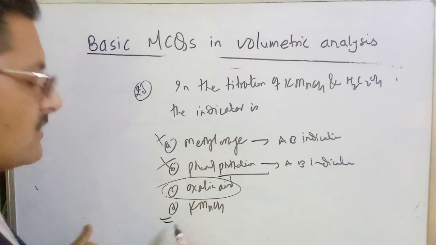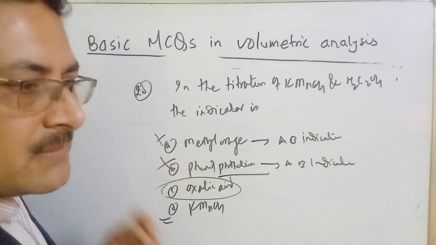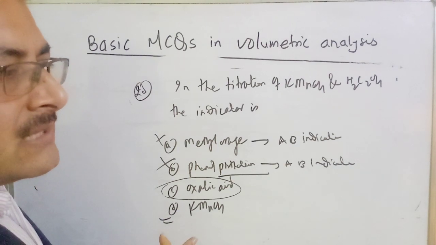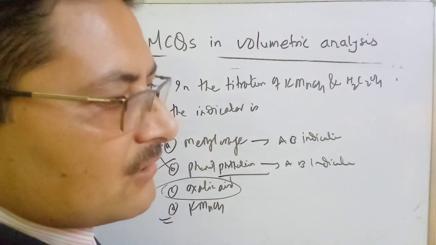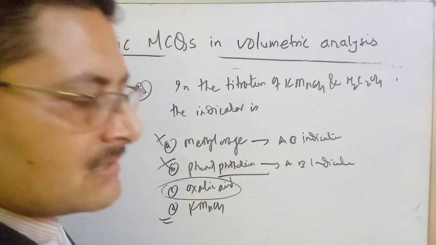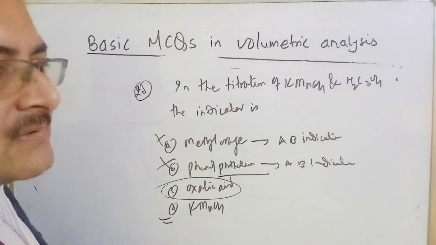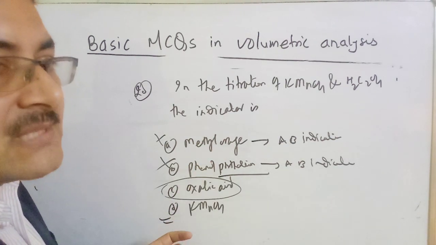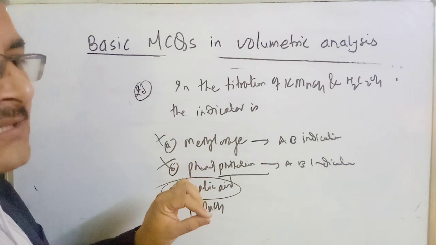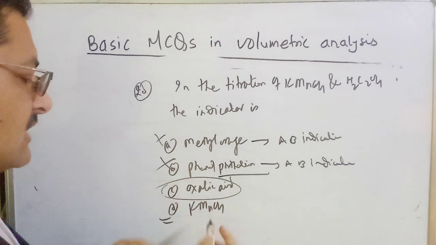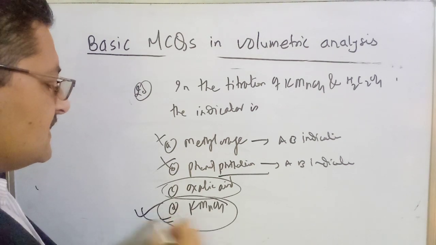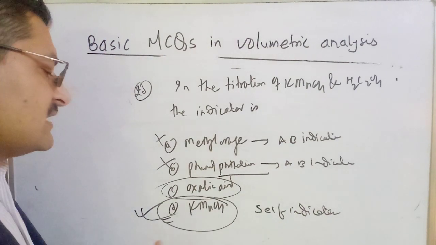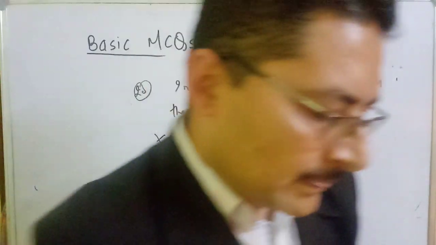But KMnO4, when KMnO4 and sulfuric acid are reacted with oxalic acid, then the potassium permanganate pink color changes into colorless. But at the equivalence point, after the potassium permanganate and oxalic acid are completely reacted, then the extra drop of potassium permanganate that you drop from the burette will give the pink color in the solution, and therefore KMnO4 itself acts as an indicator. This is called a self indicator. So in this case, the self indicator KMnO4 is used as an indicator.